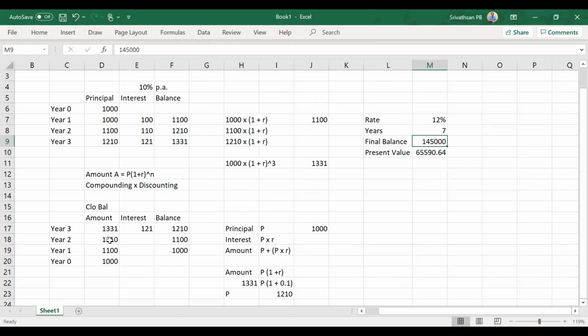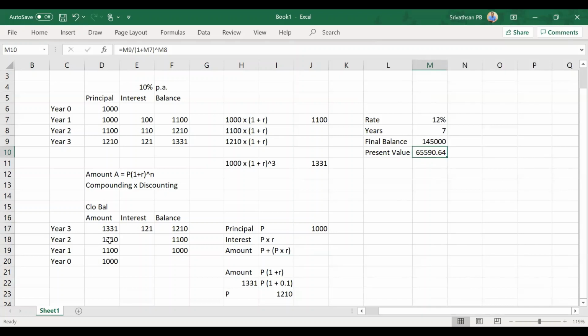Or if you're going to get 1,45,000 at the end of 7 years and your borrowing cost is 12%, then in reality the present value after adjusting for all the interest payments you have to make on that is only 65,590. See, there is a cost to money, an interest cost.